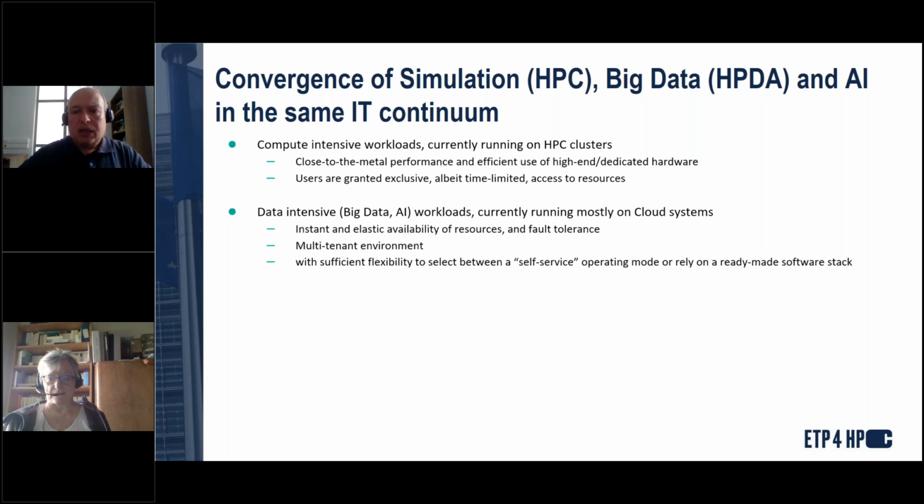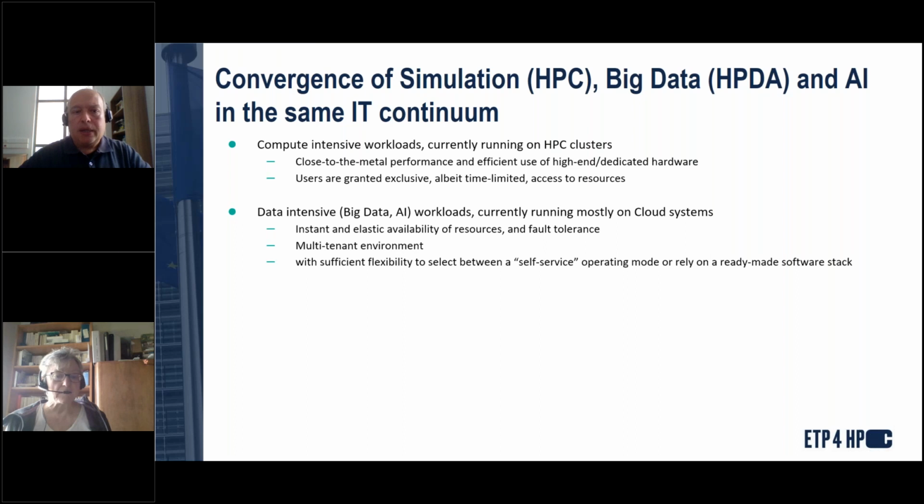This is mostly now done on cloud systems, where the availability of resources is slightly different than what HPC centers offer. Elastic availability is there a primary concern. So your consumption of resources can spike to a high level of consumption and then shrink down to a lower level of consumption. Fault tolerance and resilience remain important concerns there.